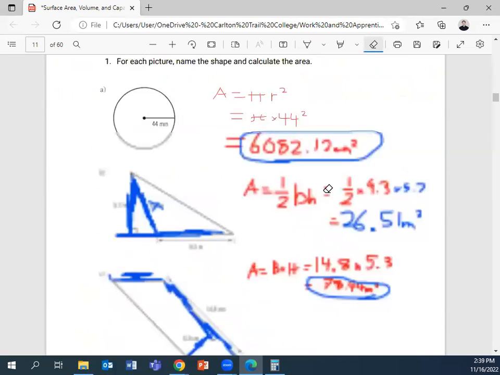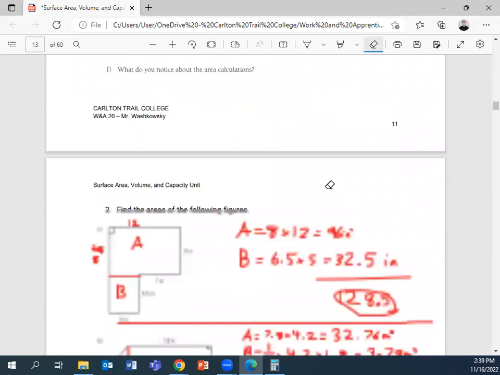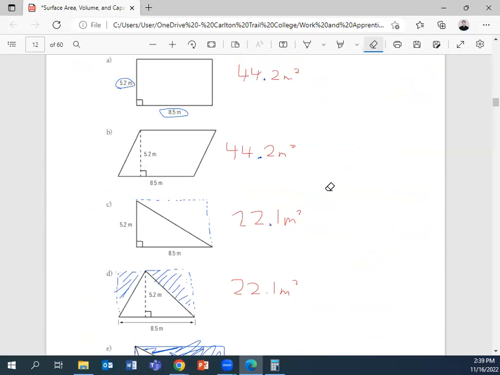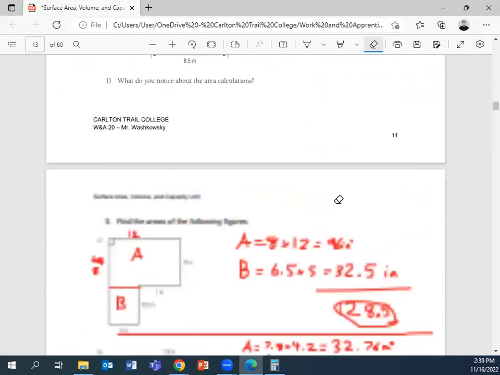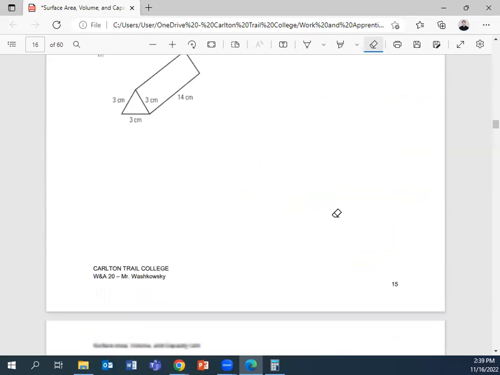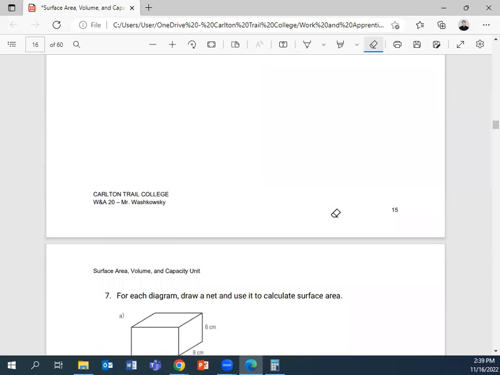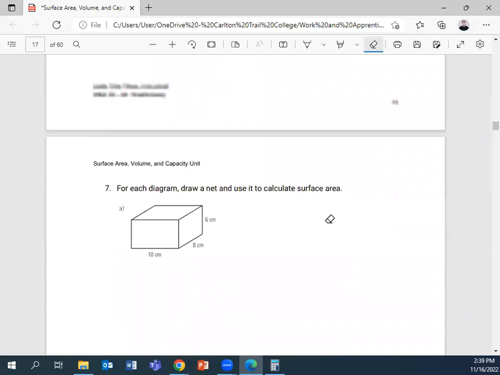Okay, so page 12, and then just keep trucking away there. The goal is I want you guys to get up to question 15 if you can.